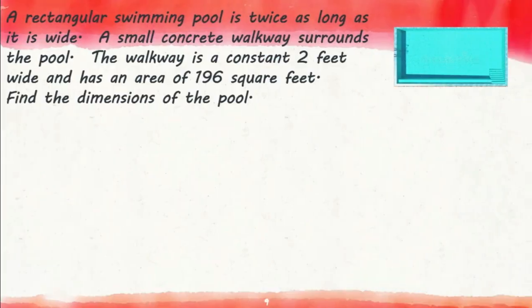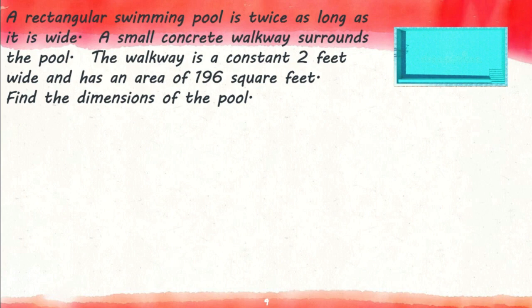Let us have our last example. A rectangular swimming pool is twice as long as it is wide. A small concrete walkway surrounds the pool. The walkway is a constant 2 feet wide and has an area of 196 square feet. Find the dimensions of the pool.